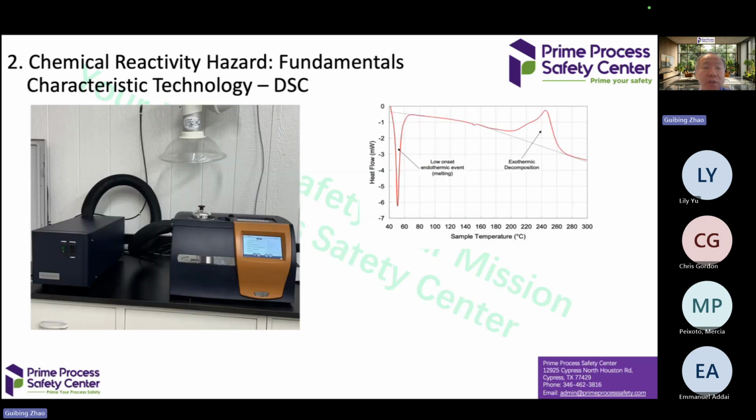So for the differential scanning calorimeter, this is a typical piece of equipment, a TA Instruments DSC. Usually a differential scanning calorimeter will give a curve like this. The vertical axis is heat flow, and the horizontal axis is the sample temperature. Usually it runs at a temperature ramp of about 2 degrees C per minute to 20 degrees C per minute.